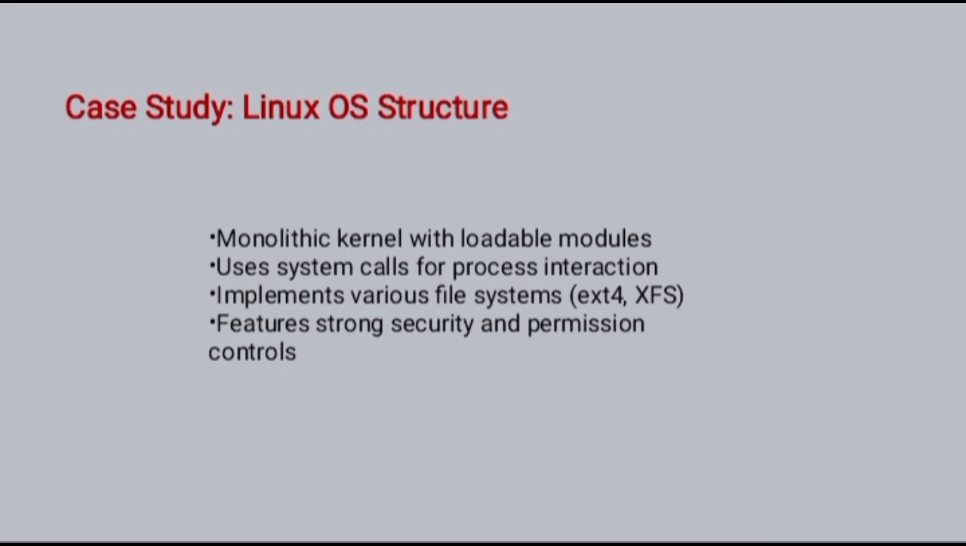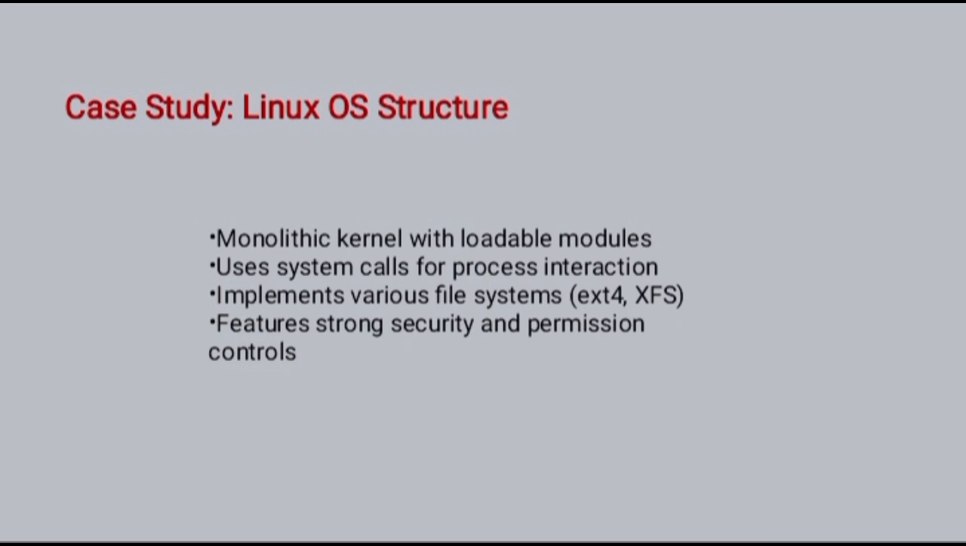This slide describes Linux. It tells us that Linux has a monolithic kernel, meaning most of the OS functionality resides within the kernel itself, but it uses loadable modules, which allow for flexibility by adding or removing features without requiring a reboot. Programs interact with the kernel through system calls. Linux supports a wide variety of file systems for managing files and directories. Finally, Linux is known for its strong security features and fine-grained permission controls, allowing for precise management of access to the system resources.